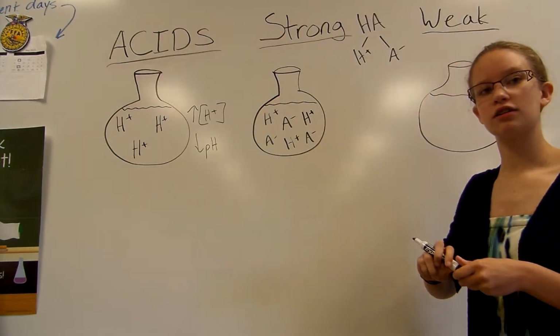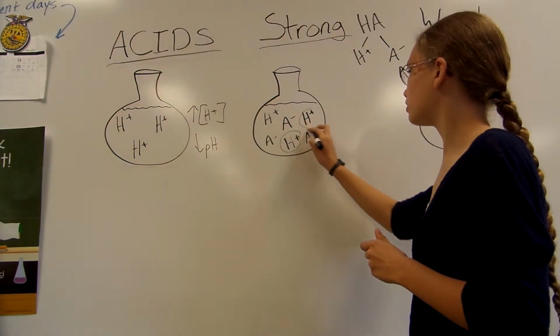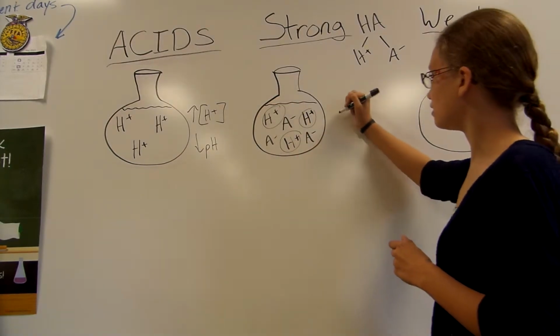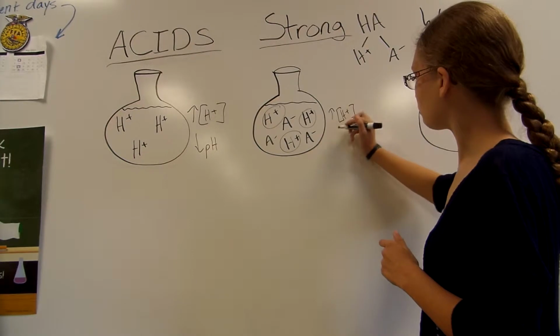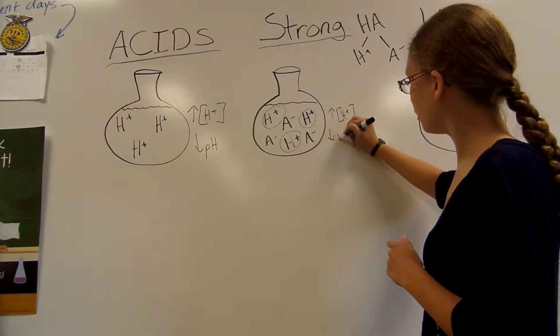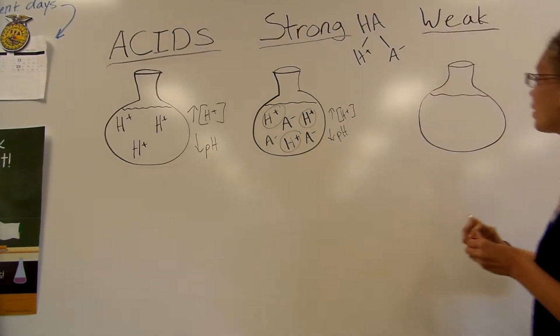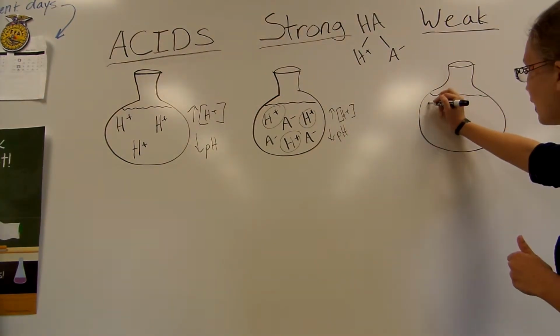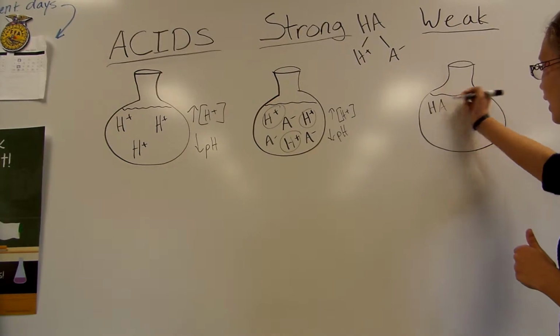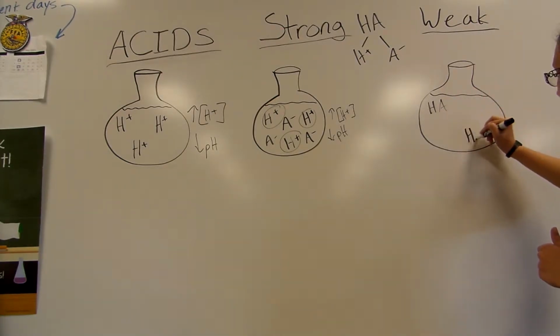You'll notice that in our strong acid we have 1, 2, 3 H pluses. So we're going to call that a high concentration of H plus, which means that it will have a low pH. But over in our weak acid, things won't break up completely. We're going to have some HA mixed in with our H plus and A minus.